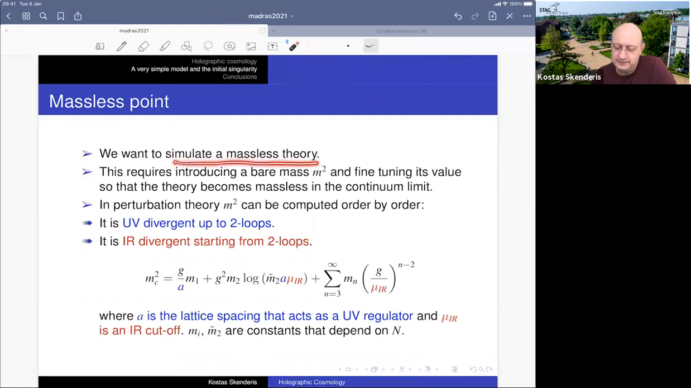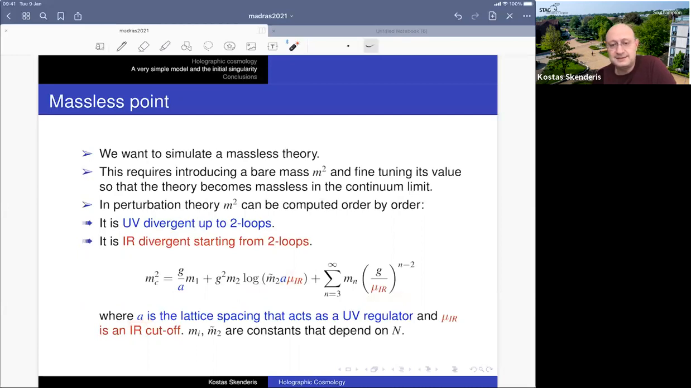So I want to simulate a massless theory. This requires introducing a bare mass and fine-tuning its value so that the theory becomes massless in the continuum limit. Now this bare mass can be computed in perturbation theory order by order and has the following features. It is UV divergent up to 2 loops, and it is infrared divergent starting from 2 loops. So the general form is given over here. Here, I use the lattice as my UV regulator. So there is a 1 loop divergence. Then at 2 loops, you have a log divergence, which is both UV and IR. And then all higher loops are IR divergent.